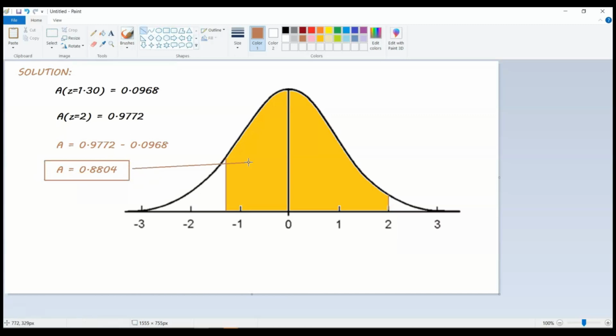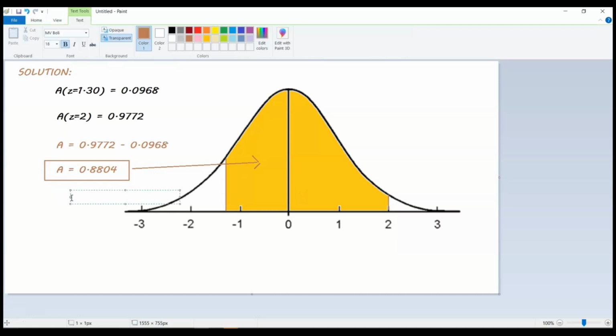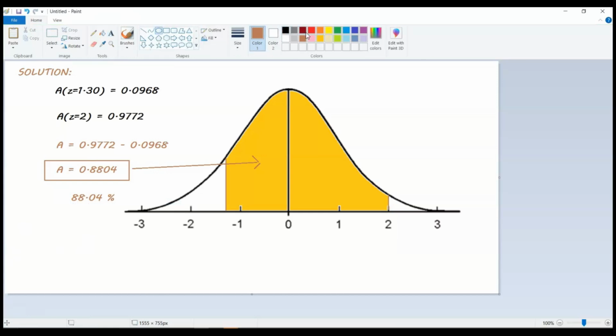If we want to convert it into percent, we just have to multiply it by 100%. So 0.8804 times 100 is 88.04%. So we can now say that 88.04% of the data is in between the z-scores negative 1.30 and 2.